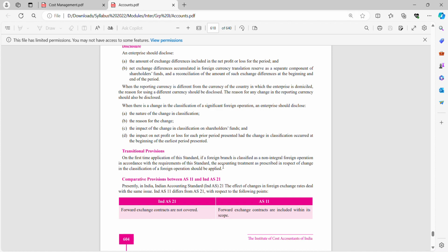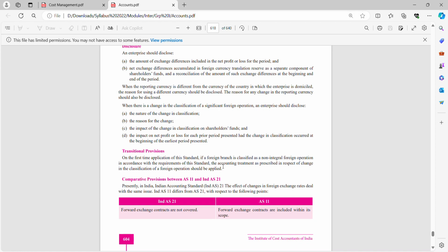An enterprise should disclose the following. Whatever they are working on, they need to disclose. An enterprise cannot hide anything. So the amount of exchange difference included in the net profit or loss for the period should be disclosed. Net exchange difference is accumulated in foreign currency translation reserves as a separate component of shareholders' funds, and reconciliation of the amount of such exchange difference at the beginning and end of the period when the reporting currency is different from the currency of the country in which the enterprise is domiciled. The reason for using a different currency should be disclosed.